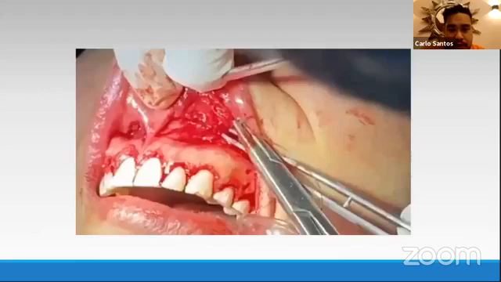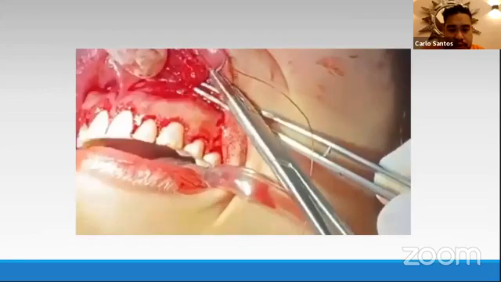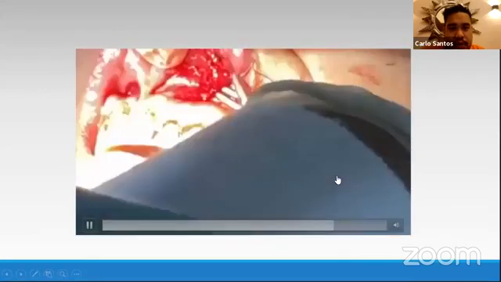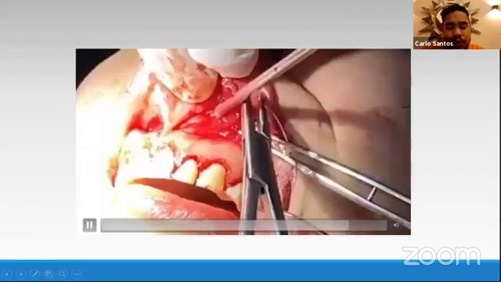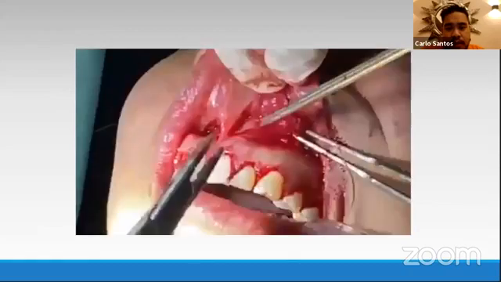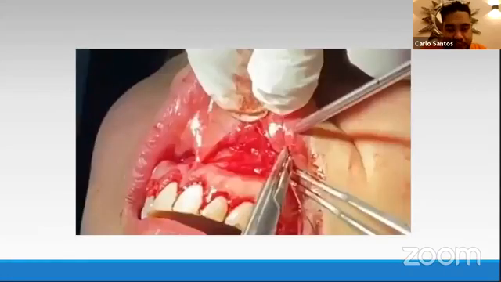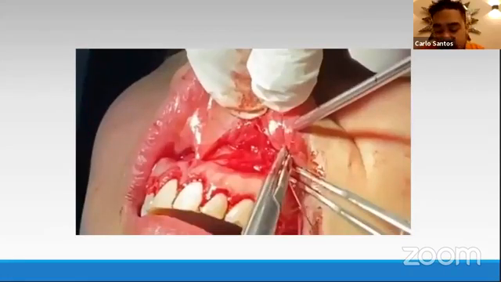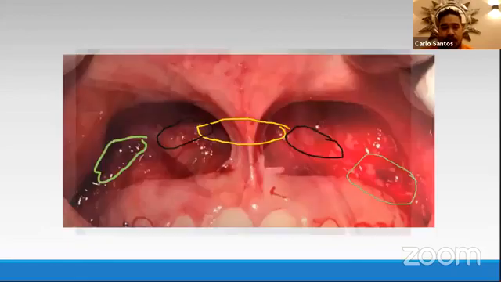Okay, so there. You just bundle it. It's like doing a ponytail. All right. So this is the secret of a good prognosis in your lip repositioning: bundling your muscles.